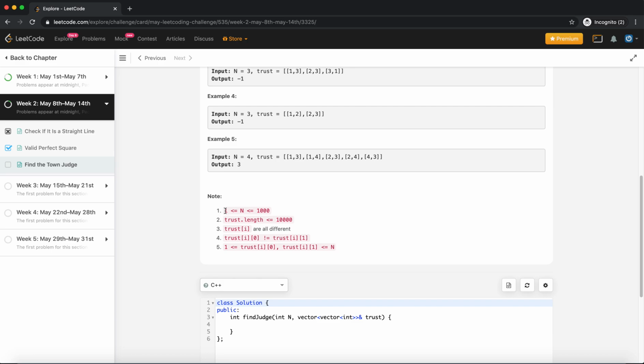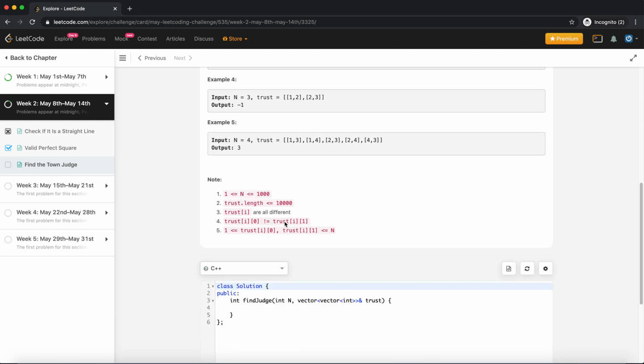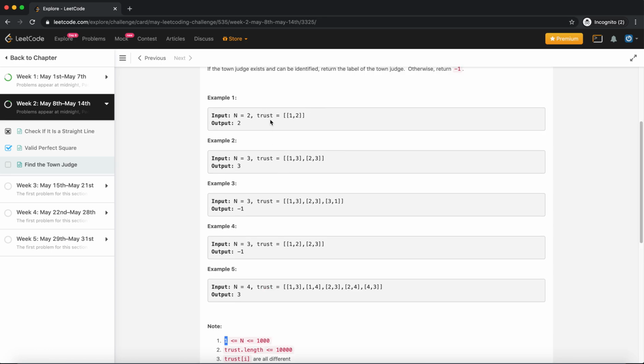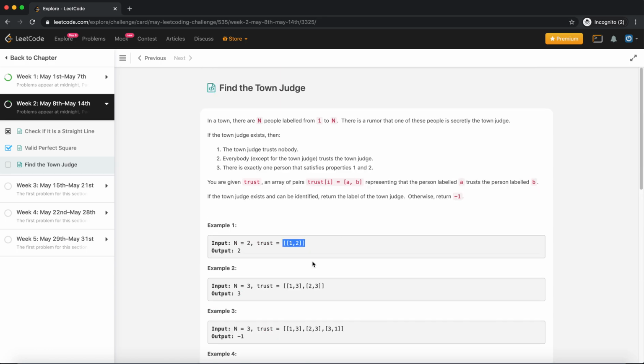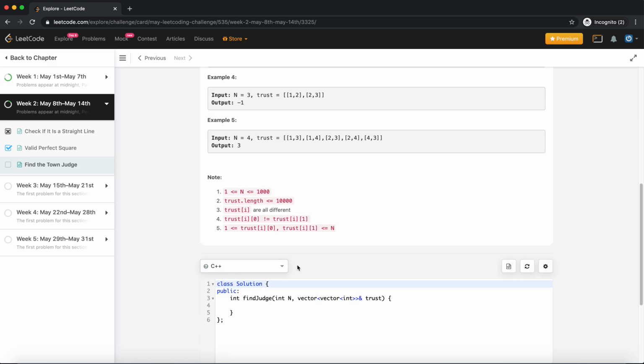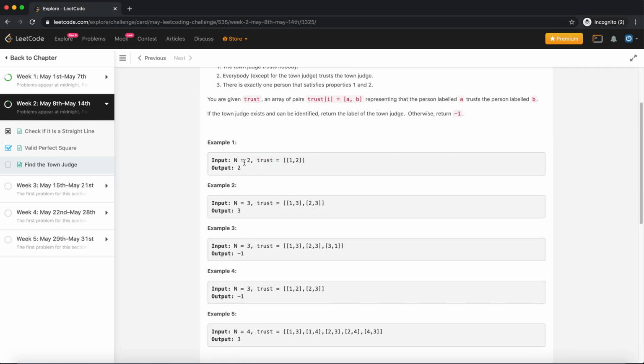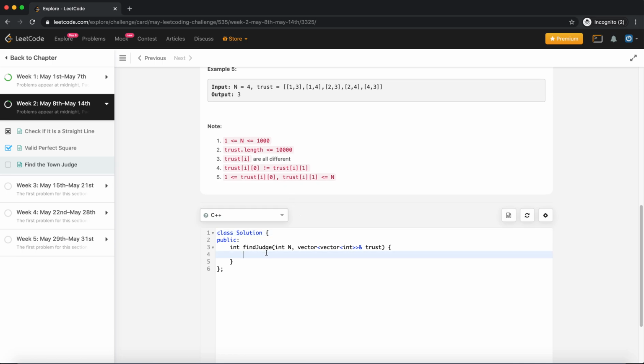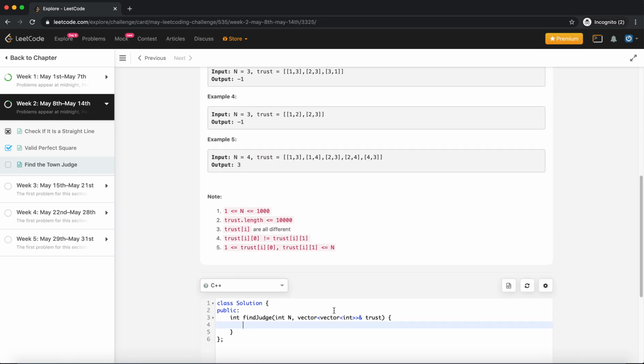Let's look at the constraints. N is between this range, the length of the array is this, and we are guaranteed that all the values are unique, and there are no cyclic dependencies, like we will never see 1 comma 1, right? So n is greater than or equal to 1, so n could be 1. In the case of 1, I think it's a corner case, we return 1, because if there is only one person in town, he himself is the town judge, right?